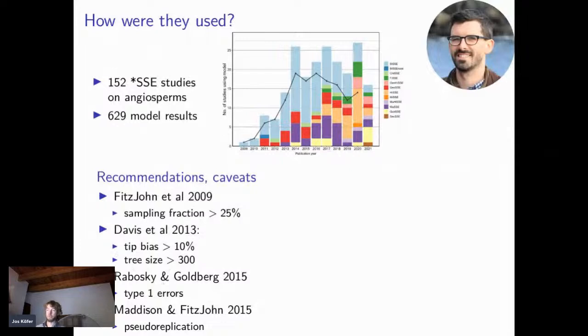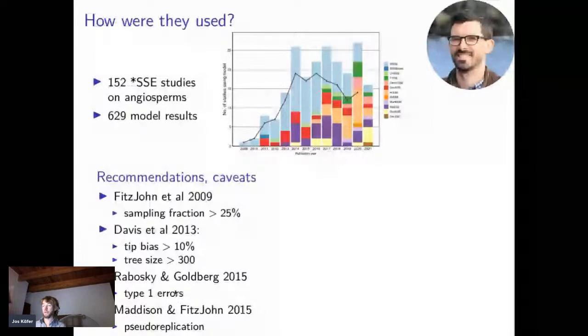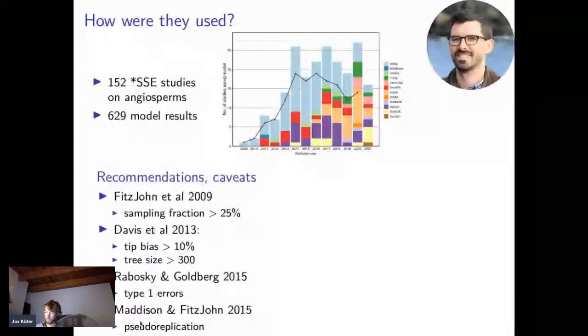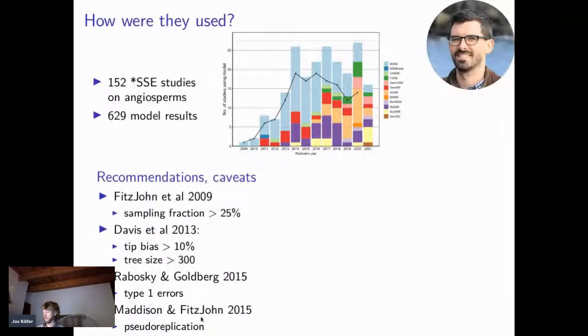Then, of course, there was the Rabosky and Goldberg paper in 2015 that stressed the propensity of these methods to give type 1 errors. And there's also a very interesting paper in 2015 by Maddison and FitzJohn, who warned against pseudo-replication and how this wasn't really handled in the methods.